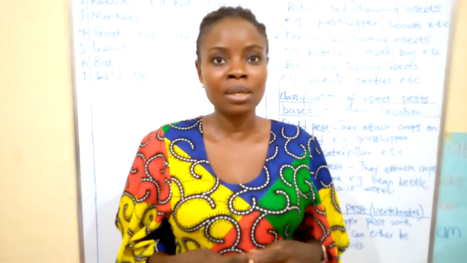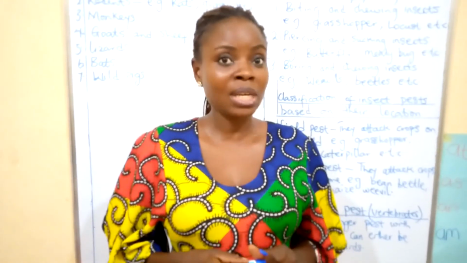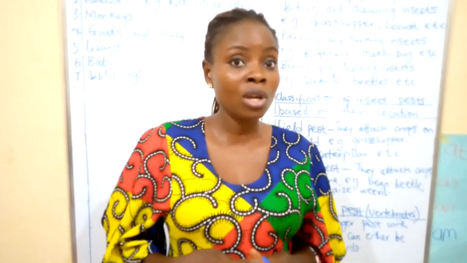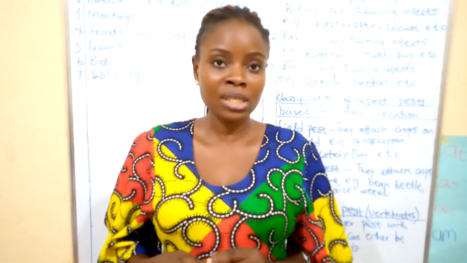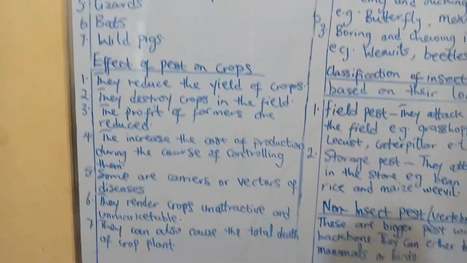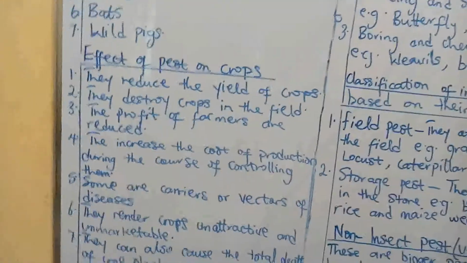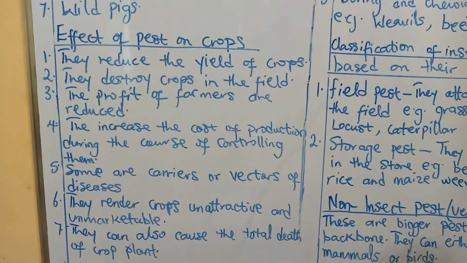Now let's take down what they do to our crops. So I'm going to prove to you that pests are really, really dangerous, and they cause a lot of damage to our crops in the farm, and also crop loss, which will lead to no profit for our farmers. Let's take that down. Okay, remember we're talking about the effects of pests on crops, and we've listed some on the board. Number 1, we said that they reduce the yield of crops.